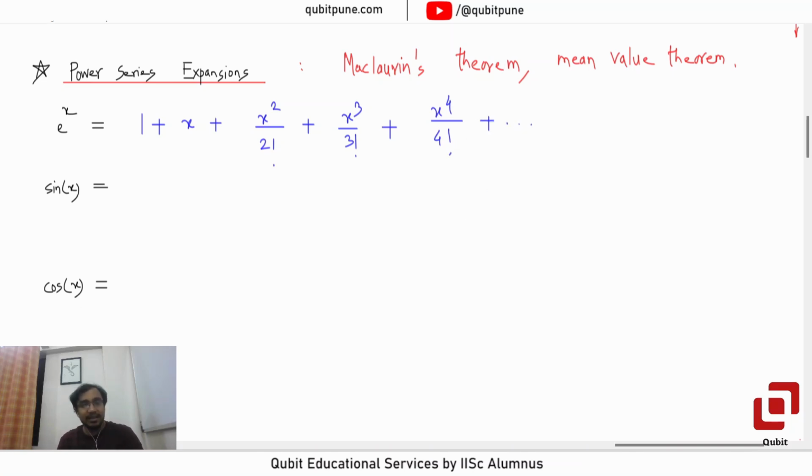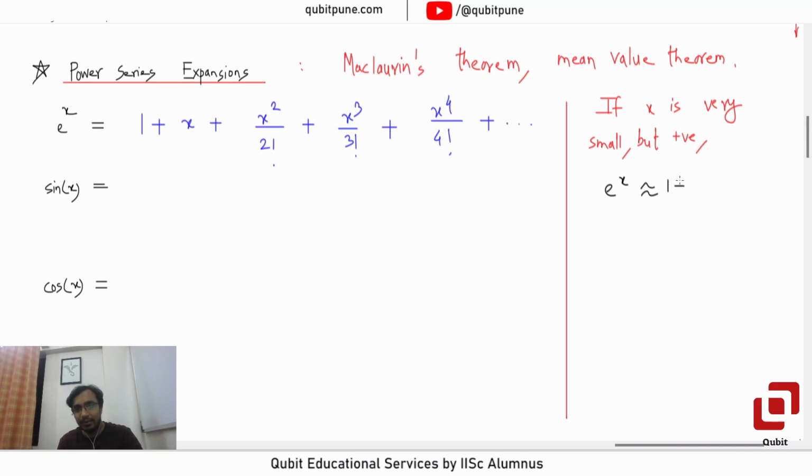Okay. Now the significance of these results is that if x is very small, but positive, then we can actually approximate e raised to x as 1 plus x plus x squared by 2. Okay, we can use that approximation. So we can actually replace e raised to x by a quadratic function. It's not exact. Okay, they do not overlap exactly, but for the sake of calculations that might be useful.